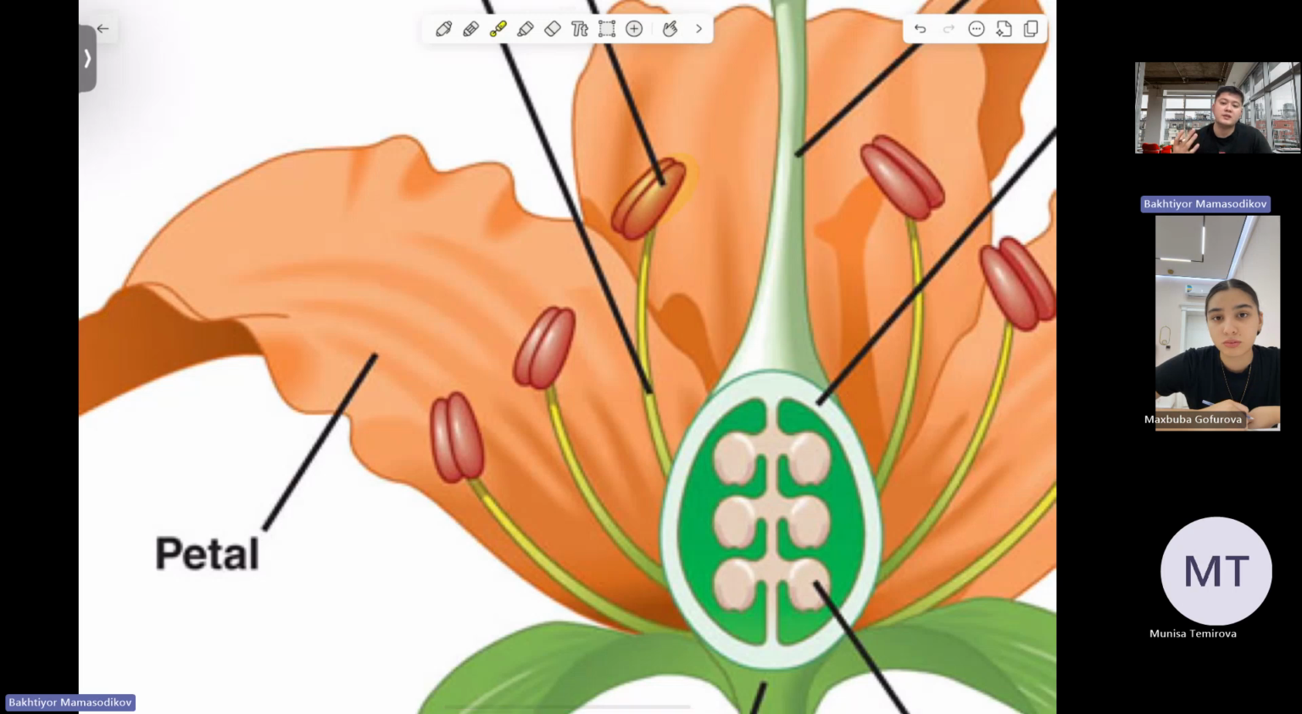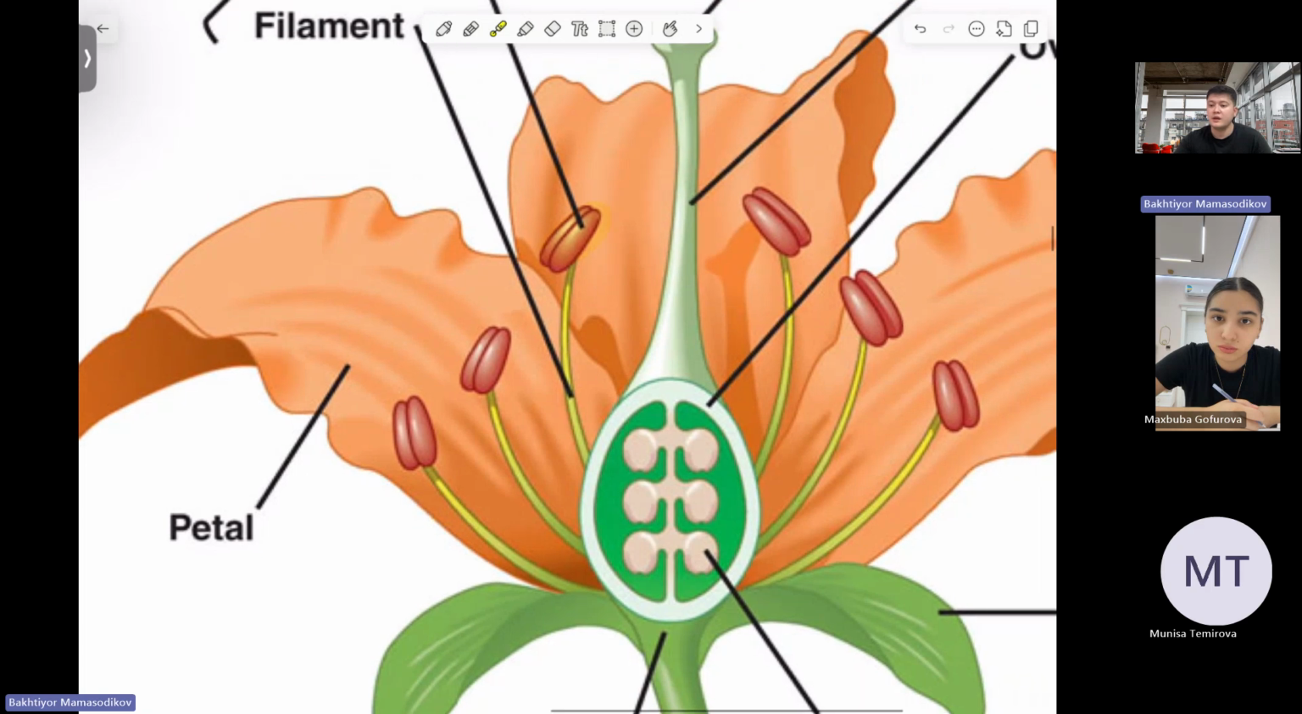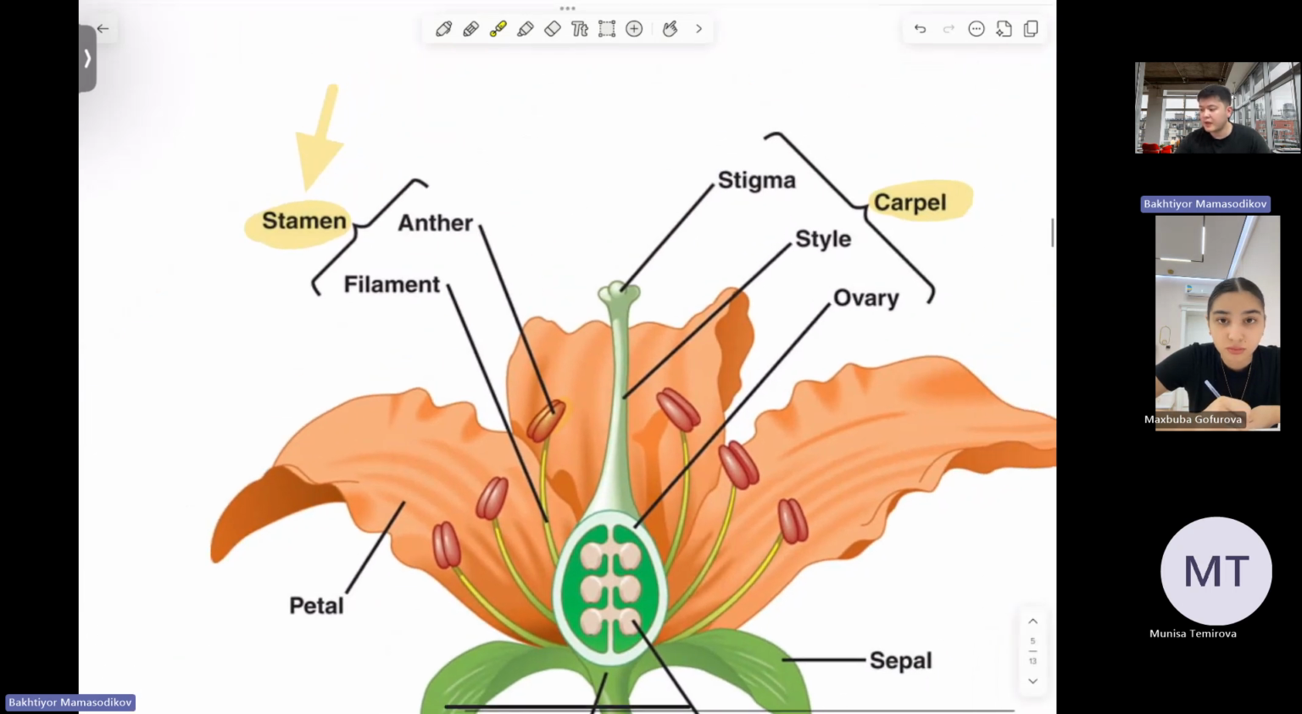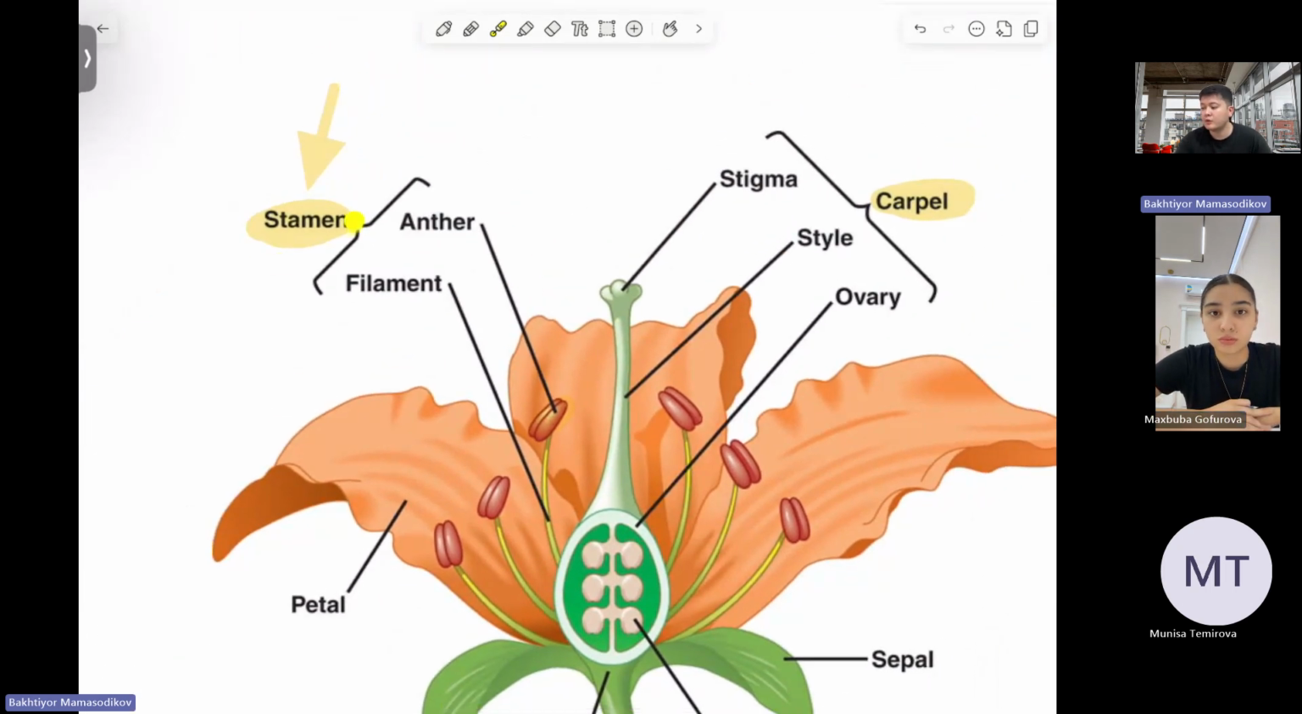It holds up the anther to expose it to the wind or to the insects. Okay, it's holding the anther in this way. Okay, it's like the spermatic cord offering the support, if you make the medical analogy. So this is the anther and the filament, and all of them together are called the stamen. Okay, so pollen is the plant's version of sperm delivery. Okay, I will repeat. This pollen is the plant's version of sperm delivery.